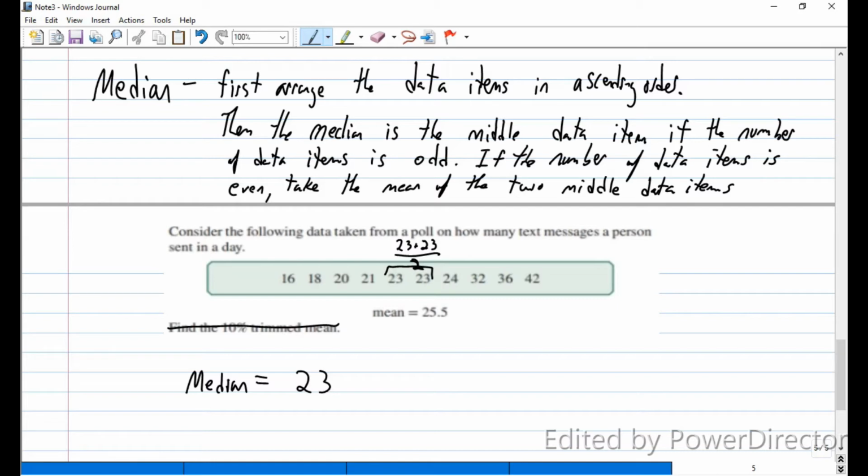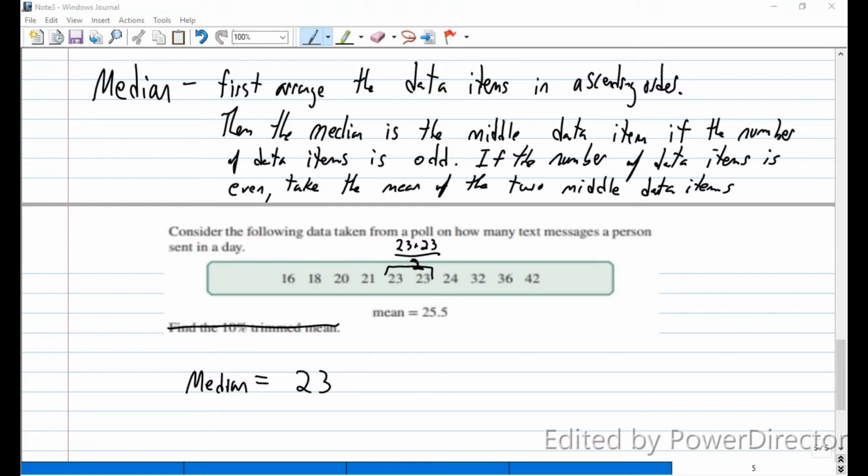So anybody ever wonder what the median is when you're driving? Stay off the median. Median's the middle, right? See that on the interstate? They don't want you driving up there in the middle.